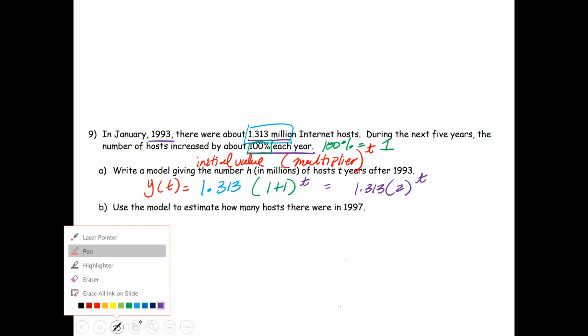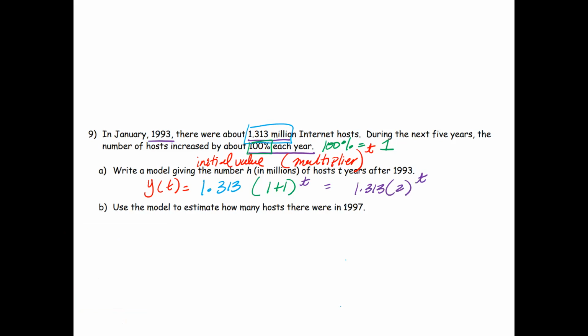So using this model, how many hosts were there in 1997? If you're increasing by 100%, I think that number is going to be too big. So how many years do you have between 1993 and 1997? 4 years, right? And that's not even that many years. You guys are in 2022 right now. 1997 was so long ago. I'm trying to think, where was I in 1997? I think I was in elementary school or something. You guys were definitely not born then.